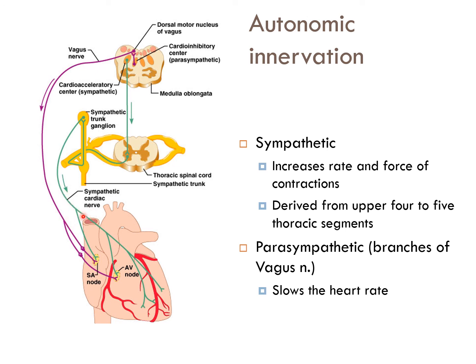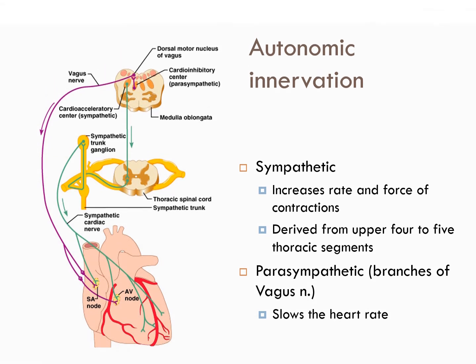When the sympathetic chain increases, there is an increase in the rate and force of contraction, derived from the upper 4 to 5 thoracic segments. And parasympathetic innervation through the branches of the vagus nerve slows the heart rate. So these are the effects that occur when there is sympathetic or parasympathetic activity. This innervation is given the name autonomic.